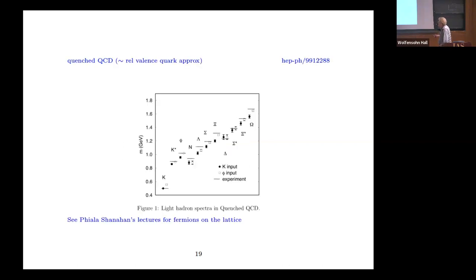Here is, for example, if you look at just the solid points, ignore the open points. Again, here you use the K-meson and the pi to fix the strange quark, and the pi isn't shown because that was used as an input. And then what you see is that the points are not too far from the measured experimental values, but they are significantly not there.